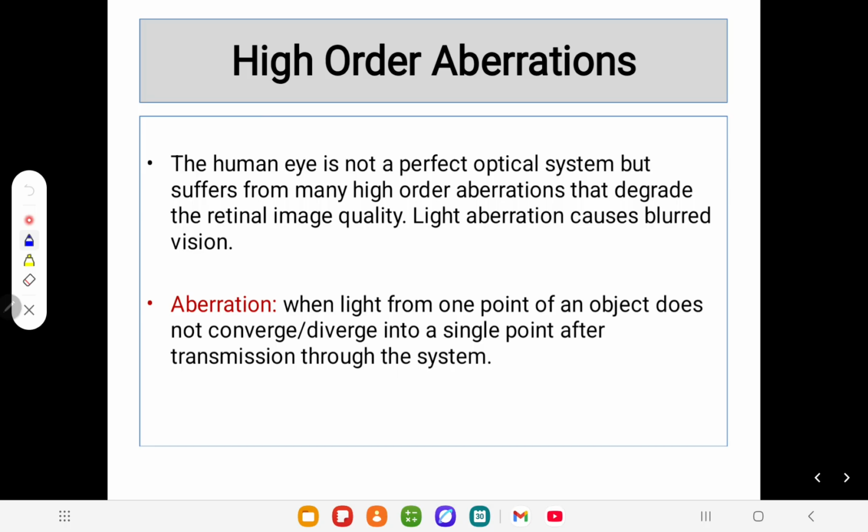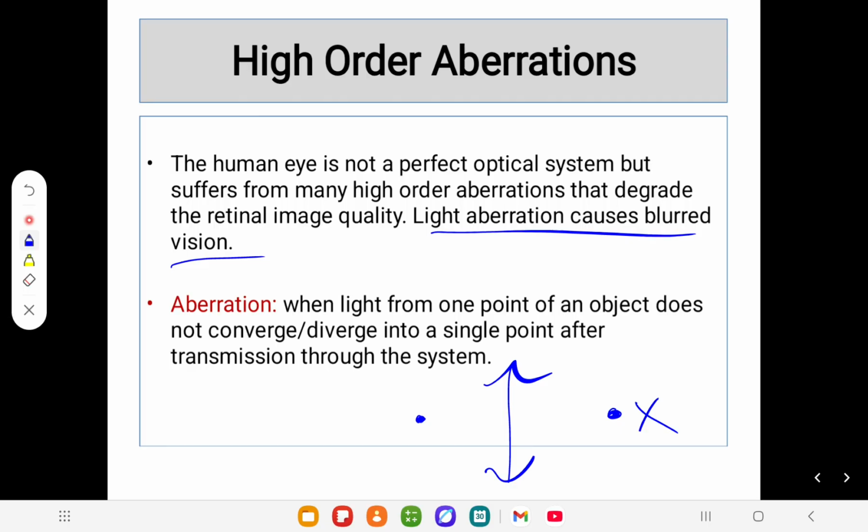So the human eye is not a perfect optical system as we know it, but it suffers from many high order aberrations that degrade the retinal image quality. What aberration basically does is blurred vision. Aberration is when light from one point object does not converge or diverge into a single point after transmission through the lens system. I have talked about this in detail in my optics series. Basically, a point object passes through the optical system and does not form a point image, and this is called aberration.